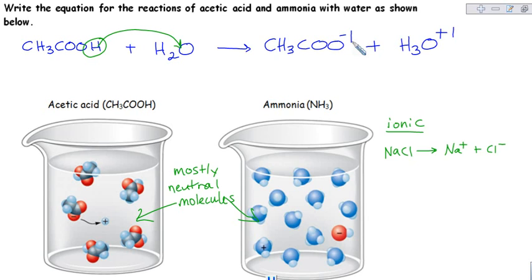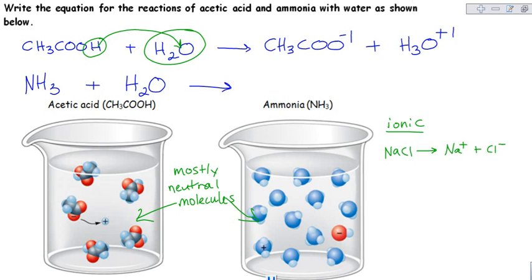Often, with weak electrolytes, you'll see water on the reactant side, because the water does change a little bit. So we do put water in the equation. Here's ammonia. Ammonia, NH3 in water.